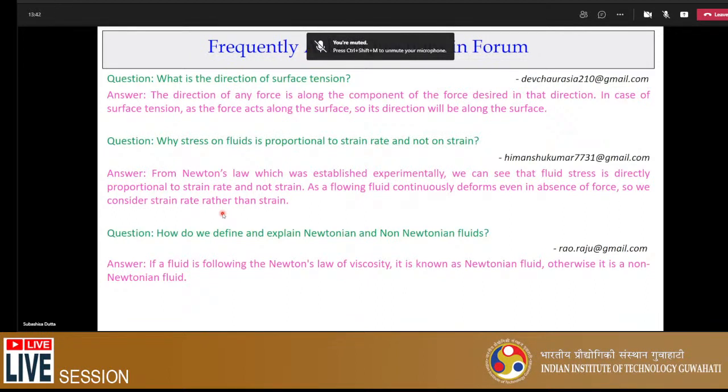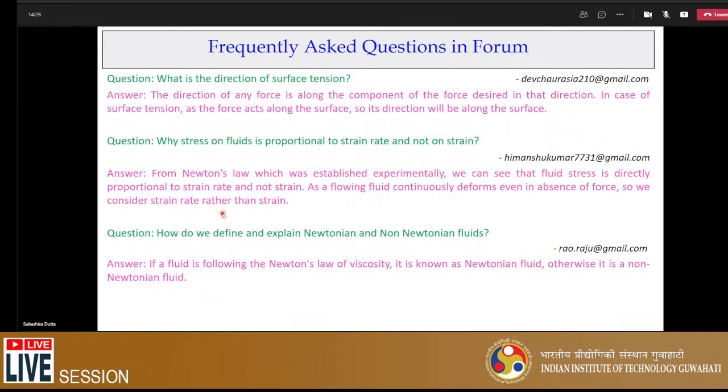Why is shear stress on fluids not proportional to the strain, but to the strain rate? I think we have discussed in more detail how fluid flows are different from solids. And the experiment with Newton's law of viscosity, which is a very simple experiment, shows that shear stress has a proportionality to shear strain rate. So we can discuss those things and try to understand the stress-strain relationship in solid mechanics and fluid mechanics.